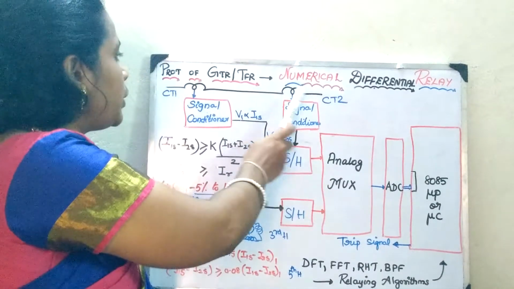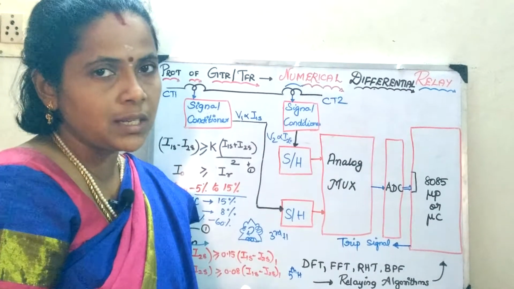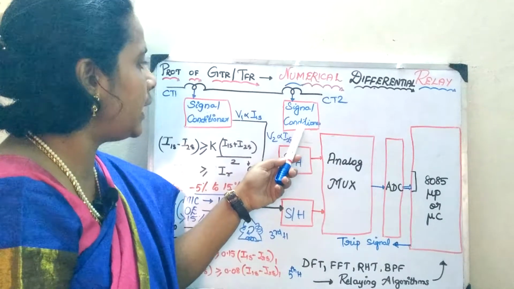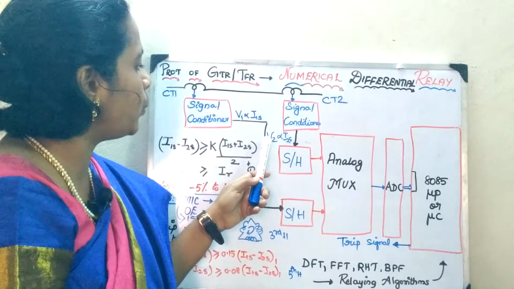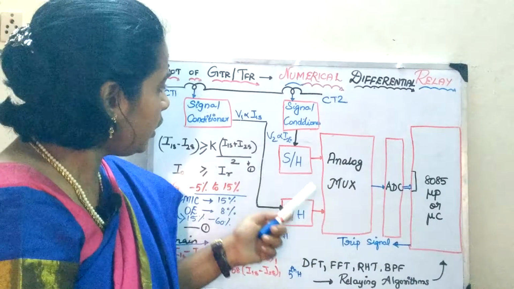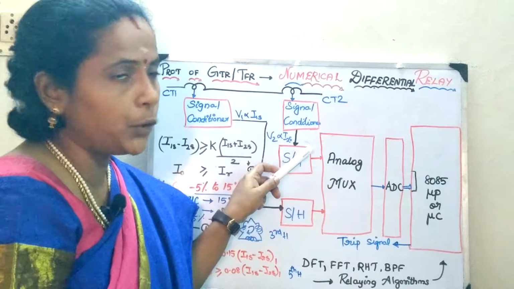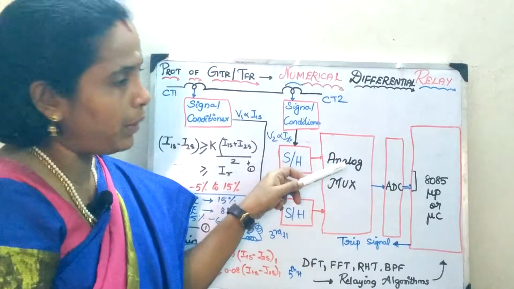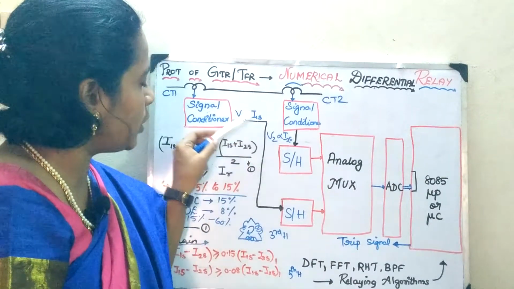Here you have two CTs and correspondingly two signal conditioners. The signal conditioner converts the current signal it receives into a proportional voltage, that is V1 and V2, which are fed to the digital circuitry. This signal conditioner also acts as an isolation circuit between the power system and the digital circuitry. Further, it steps down the current to a proportional voltage.